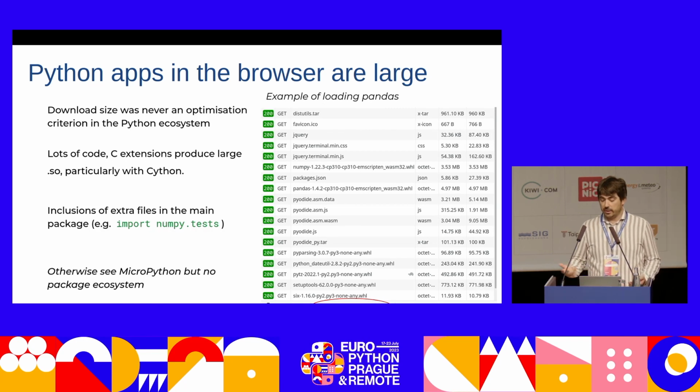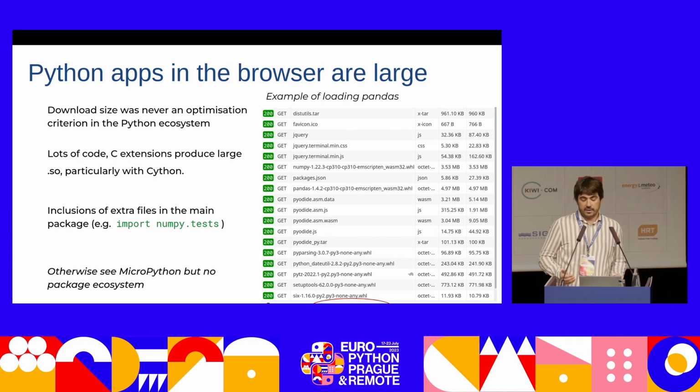So for instance, on the right, you have an example of loading pandas in Pyodide. You can see that it had to download 18 megabytes, and then it finished in 15 seconds. I mean, this probably might be okay for some kind of application.